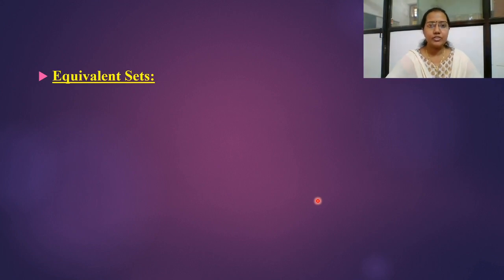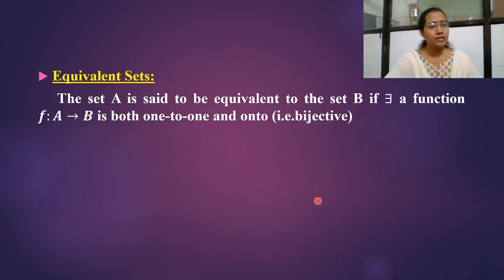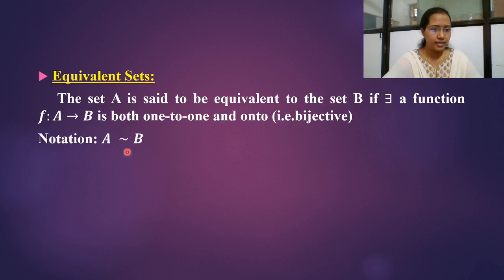Now let us see the definition of equivalent sets. Consider set A and set B. These two, A and B, are said to be equivalent if there exists a function f from A to B which is both 1-1 and onto. 1-1 and onto is also called a bijective function. Two sets are equivalent if between the two sets there exists a function which is 1-1 and onto. Its notation is A is equivalent to B. This is the notation for equivalence.